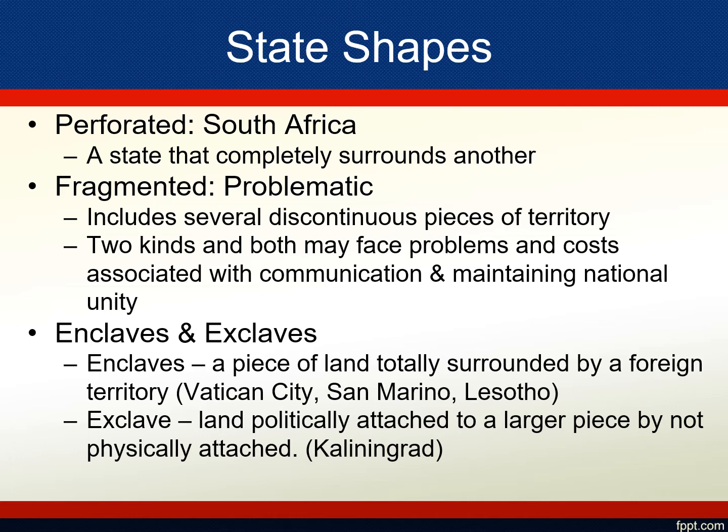So Kaliningrad is a small piece of Russia that is found on the Baltic Sea, but it's not actually connected to the rest of Russia. It's separated from those Baltic states. Also, Alaska would be an example of an exclave. It is not attached to the United States, it's attached to Canada.